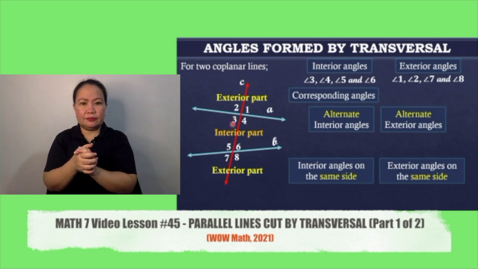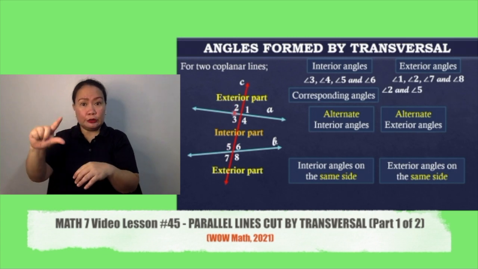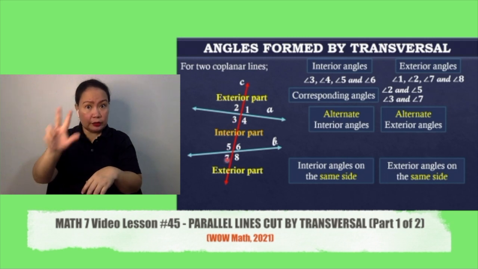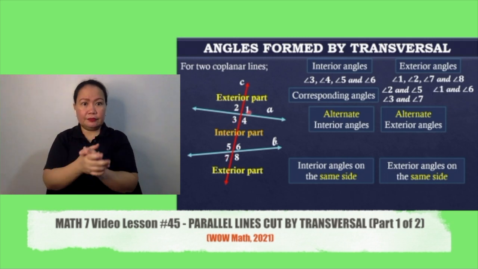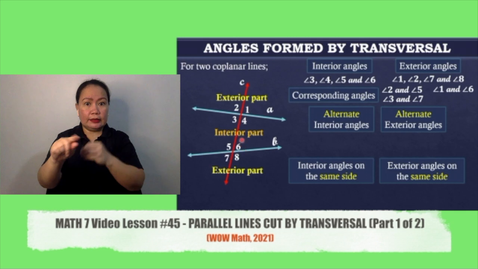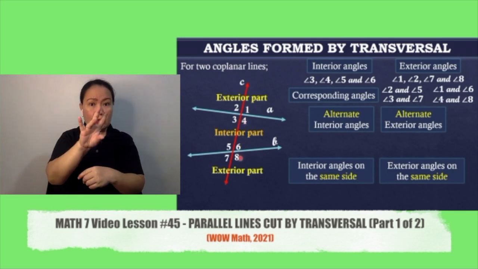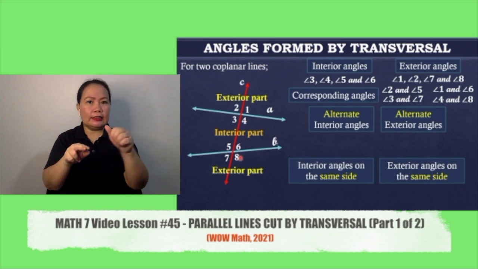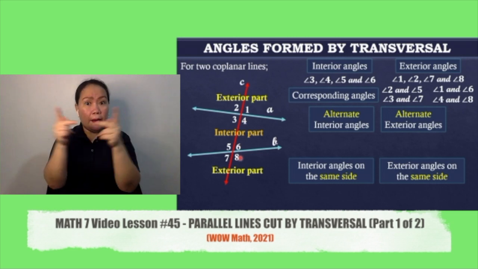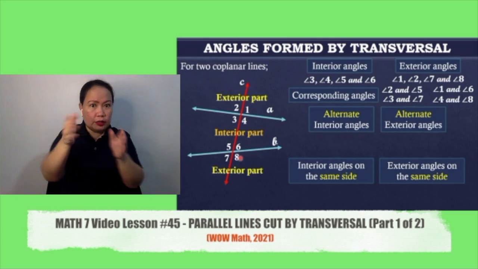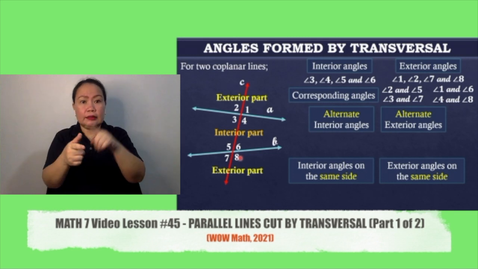So, angle 2 and 5. Okay? And then, we have 3 and 7, interior, exterior. Next, angle 1 and angle 6, angle 4 and angle 8. Okay, so pag sinabi natin corresponding angles, these are pair of angles na kung saan non-adjacent, one interior and one exterior. Yung isa makikita mo sa interior, yung isa makikita mo sa outside part, exterior.